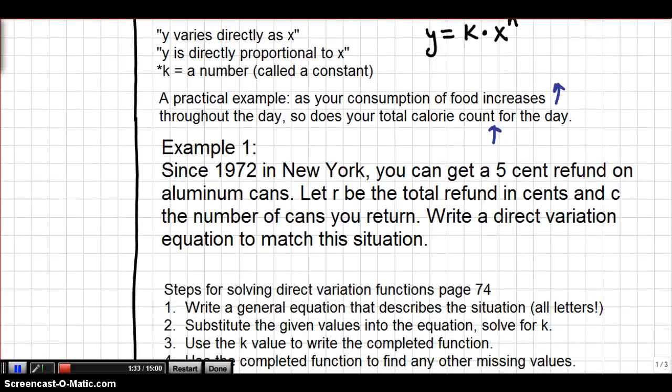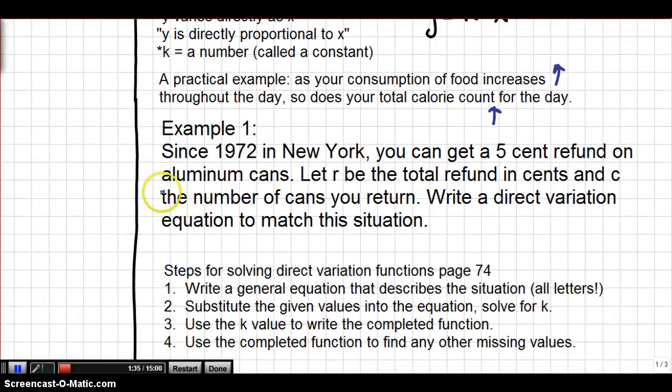Another more mathematically related example is example 1. Since 1972 in New York, you can get a 5-cent refund on aluminum cans. Let R be the total refund in cents and C the number of cans you return. Write a direct variation equation to match the situation. You basically have two options here. You can say R equals KC, or you can say C equals KR. Make sure you include the K value in both.